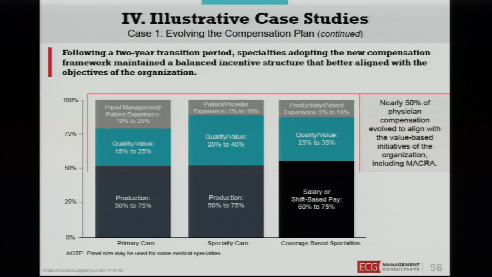They saw that ramping up over time. Quality and value incentive at sort of the 15 to 25%. And production, they reduced over time from 100% down to 75 and then ultimately to 50. So a pretty big change. It actually moved a lot of money around, and so we supported this with a transition plan too that gave physicians a chance to adjust.